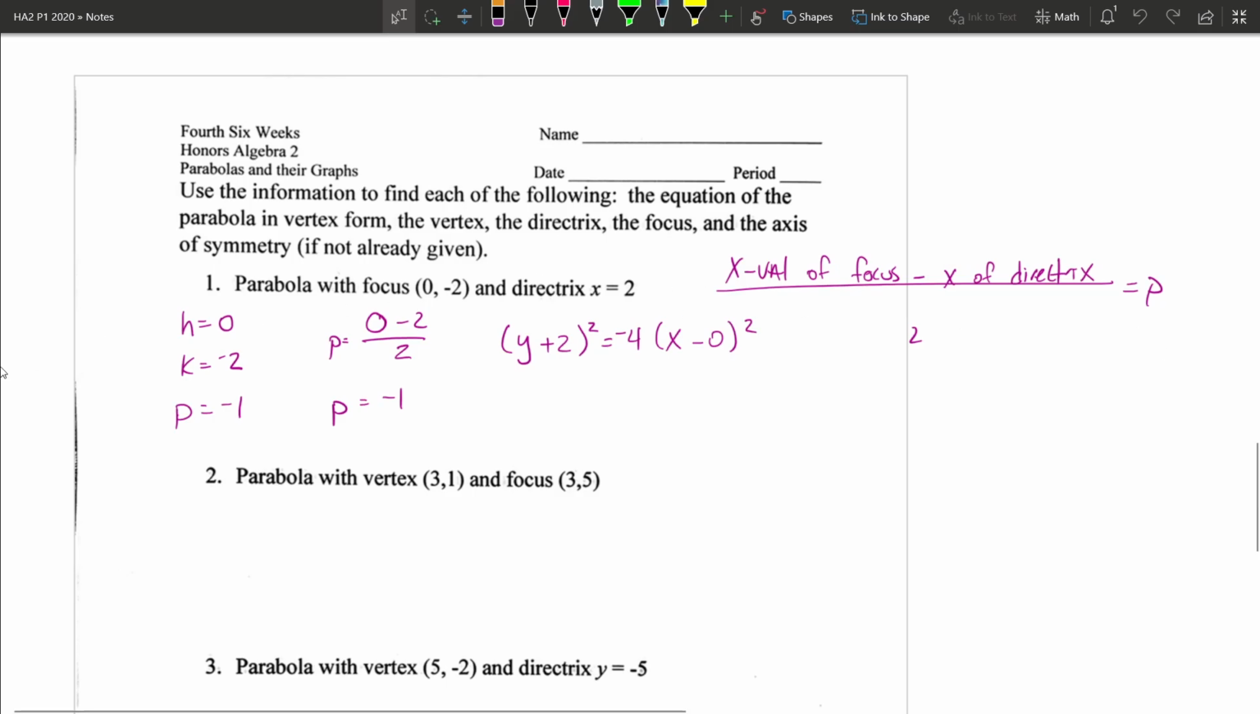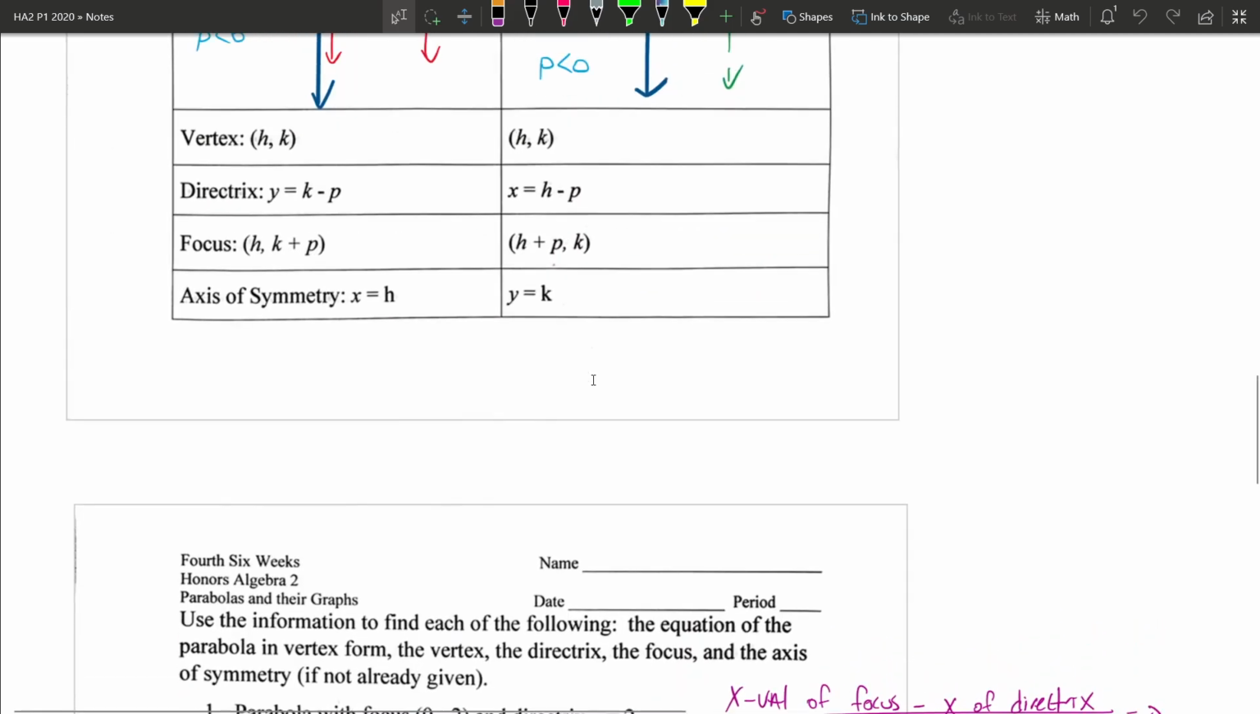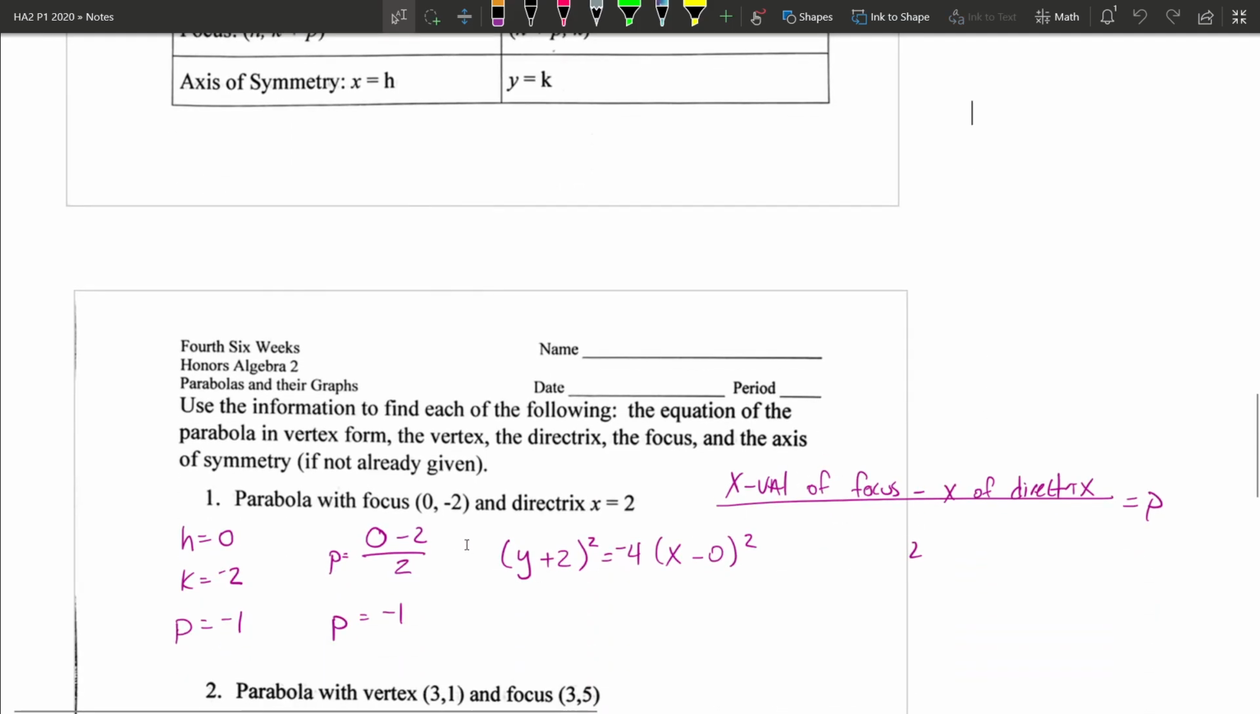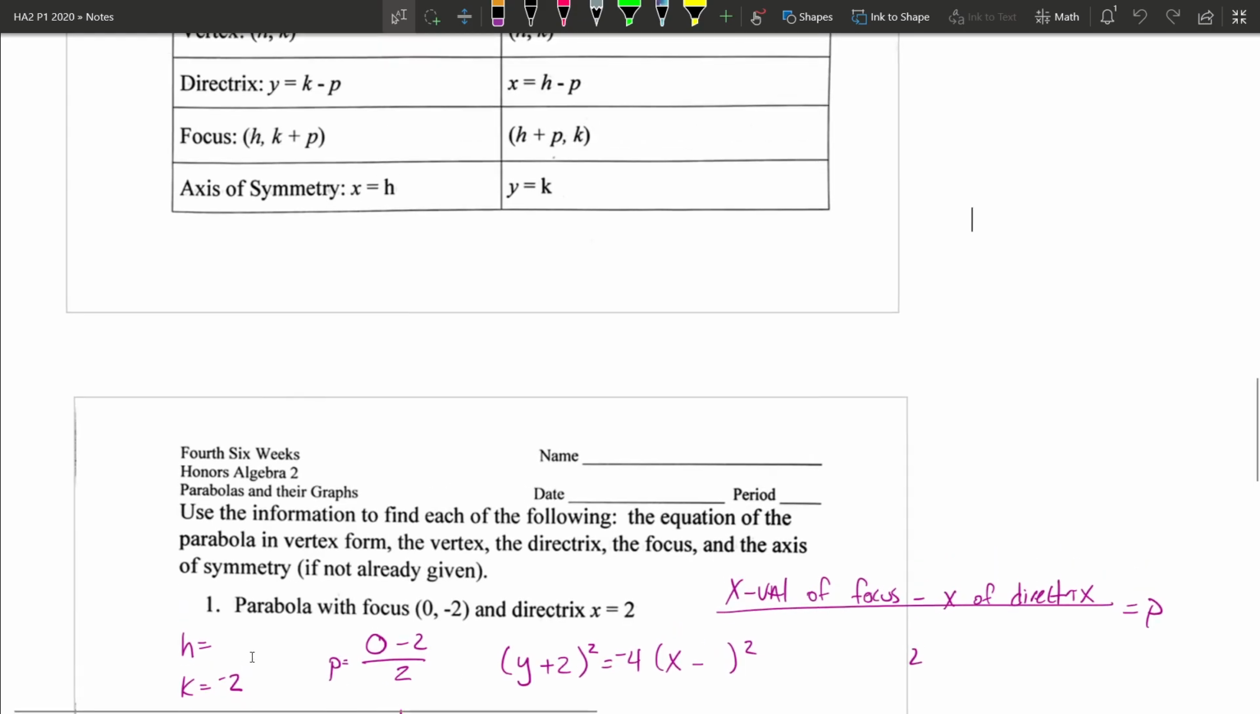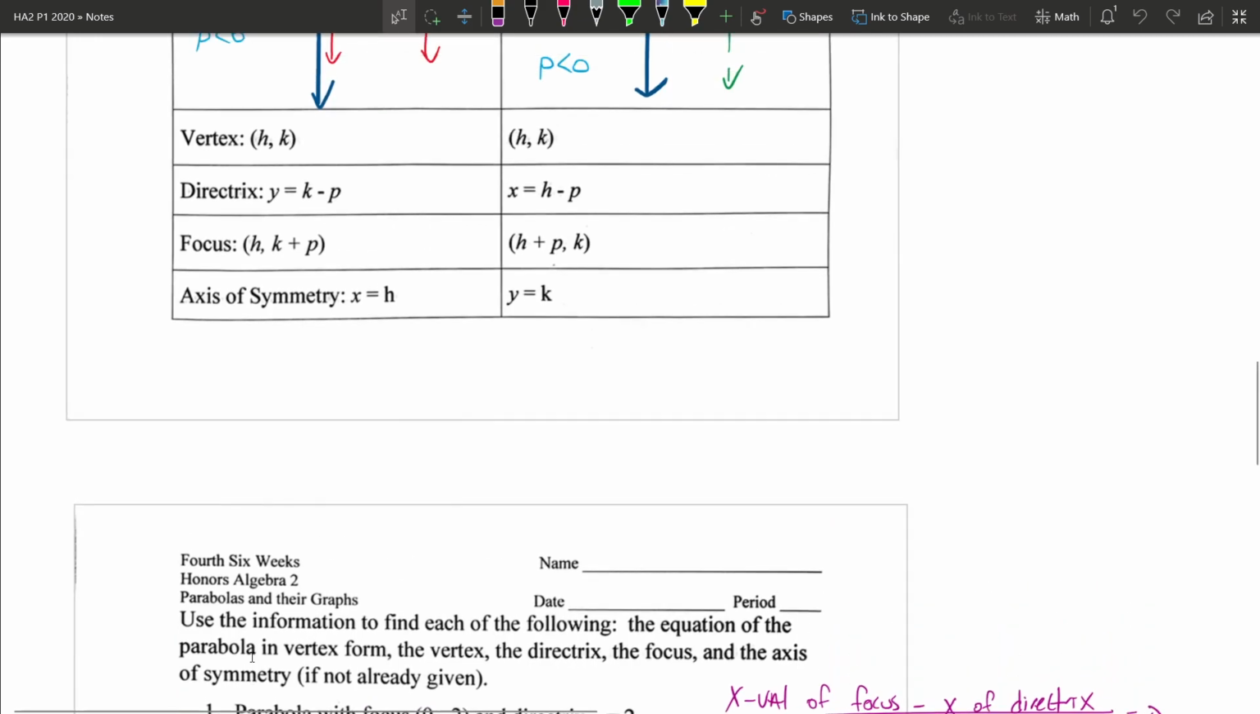Wait, did we know h? Or did I just totally mess that up? Oh no, it's h plus p here. So I actually messed that up. Can't do that yet. We have to figure out what h is. So we know that our x component is h plus p, right? So h plus p equals 0, and we know p is -1. So that means h has to be +1.